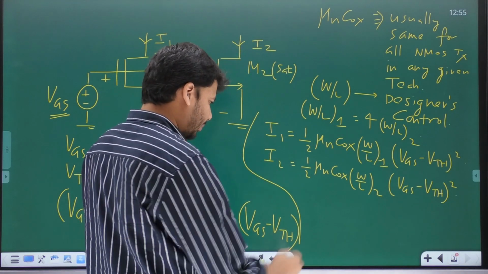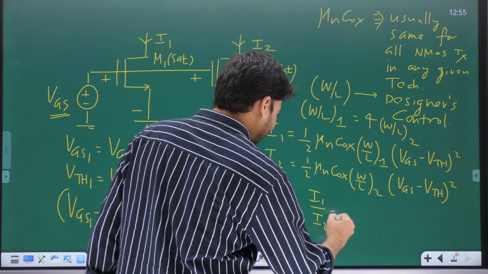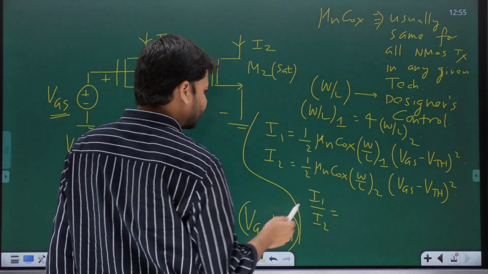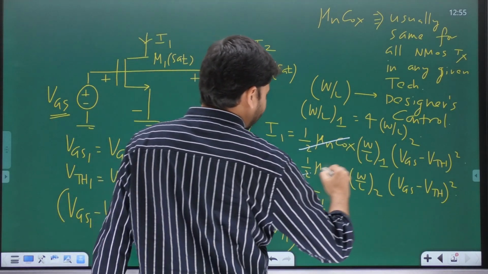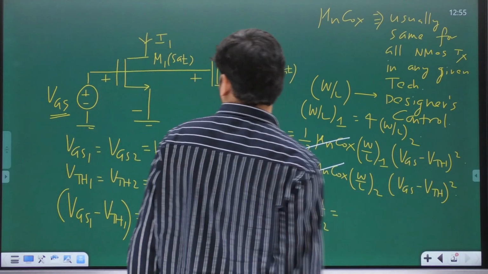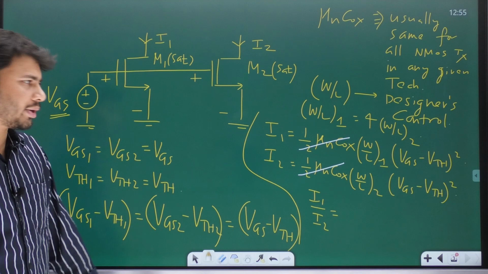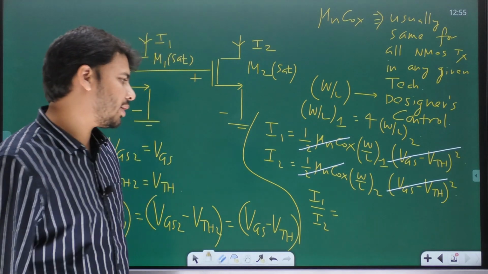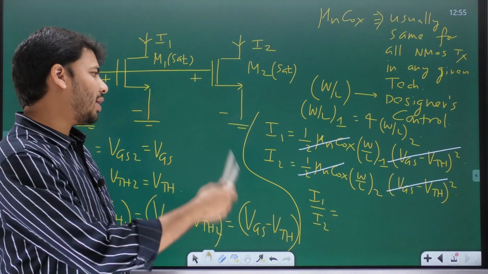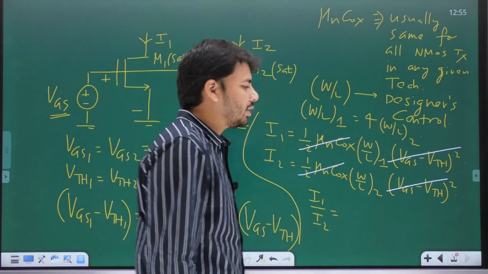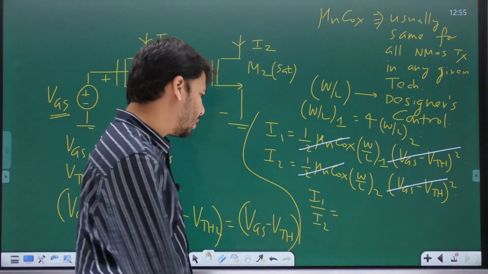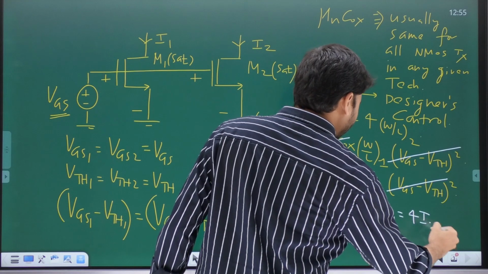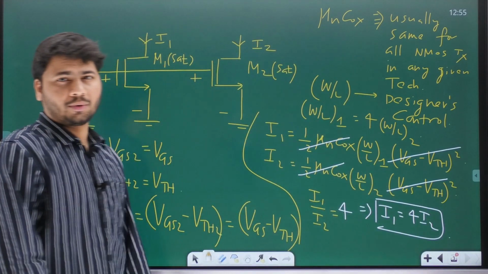Now if you divide the two equations, left hand side will be I1 divided by I2. Now on the right hand side, a lot of factors are common. First of all, half mu n and Cox, both will cancel out. Since the two transistors are in parallel, they'll have the same overdrive voltage. Even the overdrive voltage factors will cancel out. What is left? W by L1 divided by W by L2. And I have already told you that W by L1 is 4 times the other aspect ratio. So when you divide these two, right hand side would be 4. That means I1 equals 4 times I2.